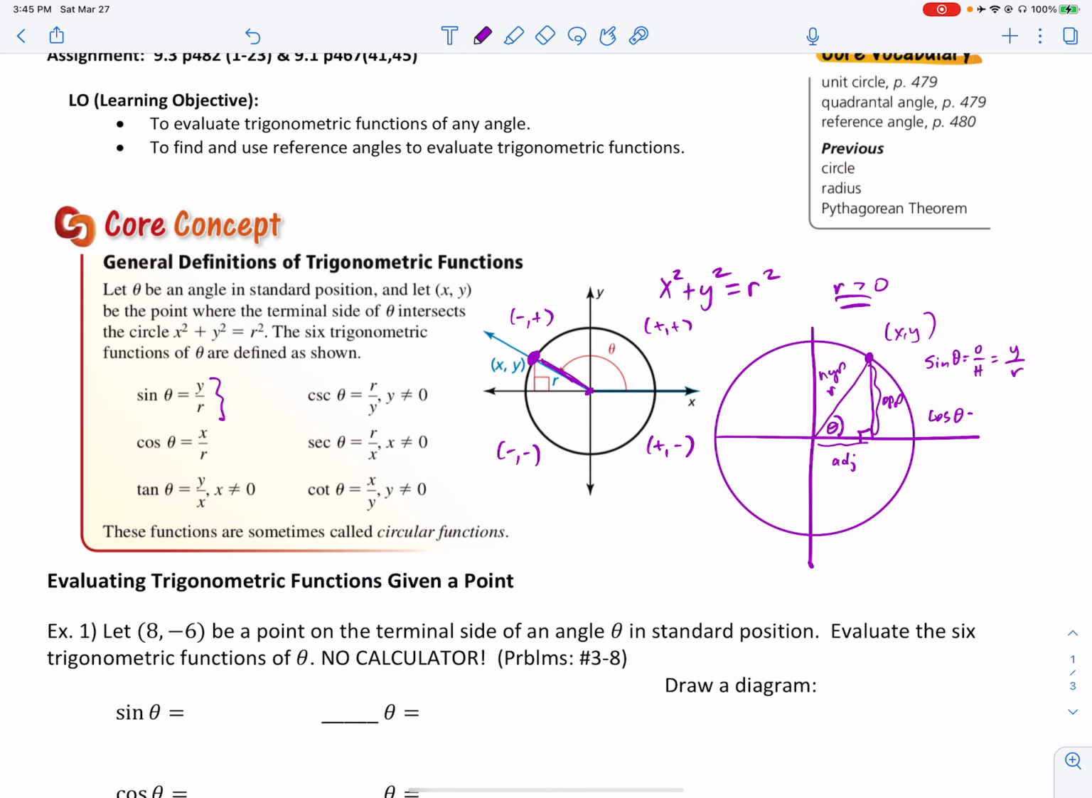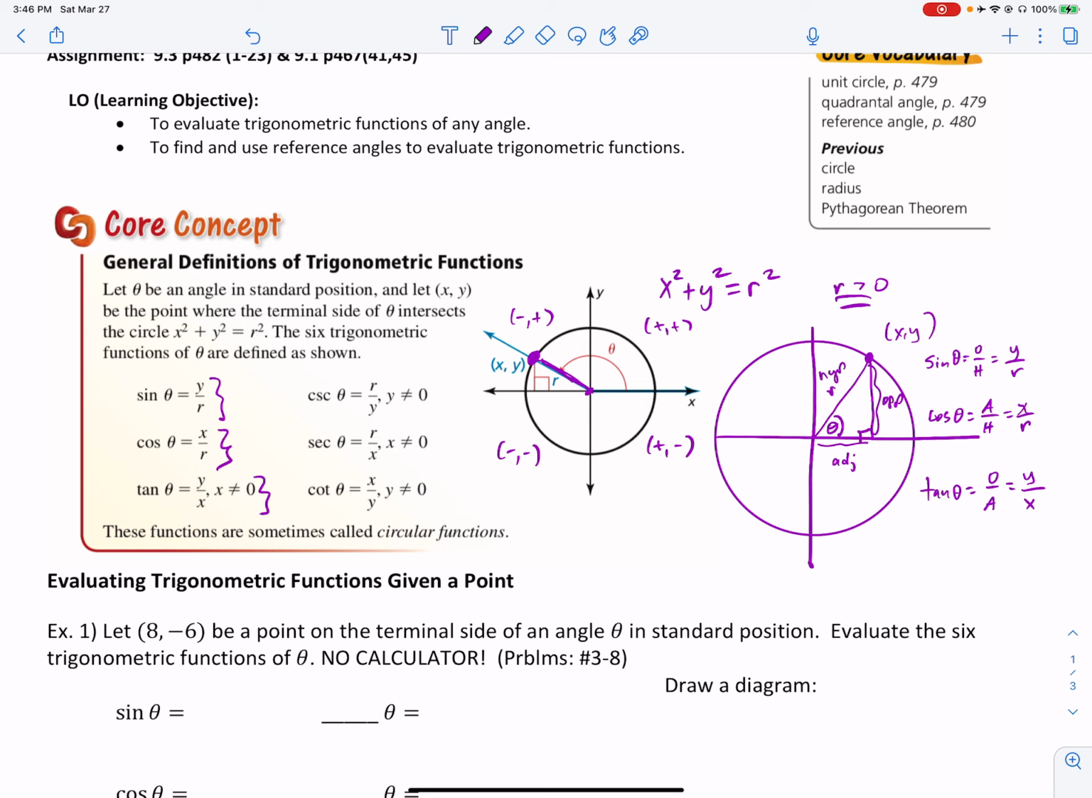Cosine is your adjacent over your hypotenuse. But in this case, that is your value of x, and then the length of the radius is r. And tangent is opposite over adjacent, and so the opposite is your y value and your adjacent is your x value. So tangent always ends up being y over x as long as x isn't 0. You can't divide by 0. So we are just referring back to the SOHCAHTOA definitions that we had before, but in this case the opposite side is y, the adjacent side is x, the hypotenuse is r.